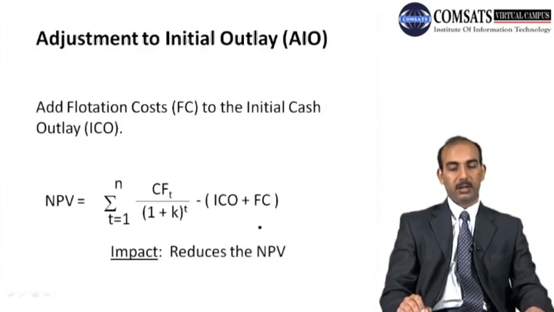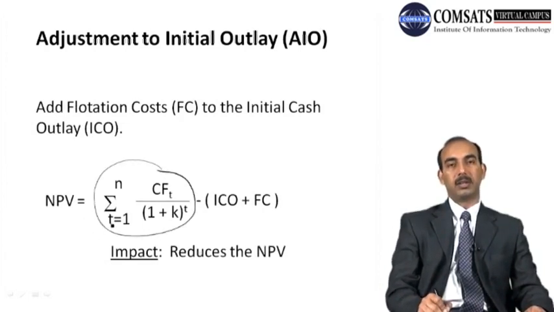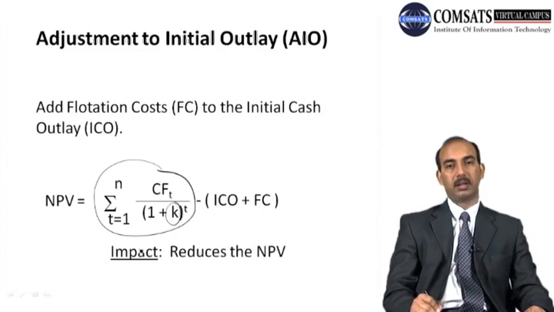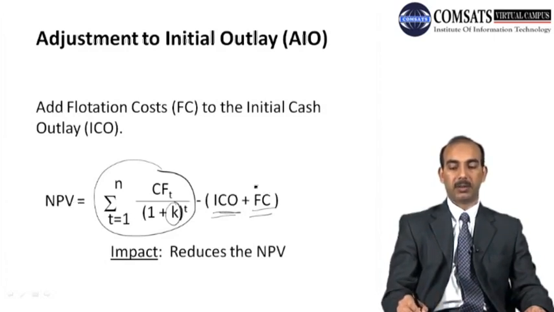The adjustment to initial outlay means that for all the future cash flows of the firm, we calculate the net present value by calculating the present value of all the future cash flows at the required rate of return, and then we subtract the initial cash outflow, that is the investment, or we add the flotation cost in the initial cash outlay. So it means our net present value will be reduced by the flotation cost here.